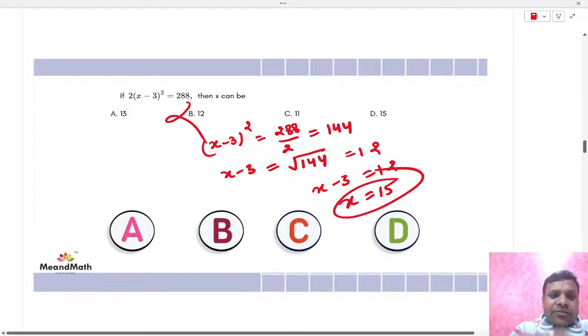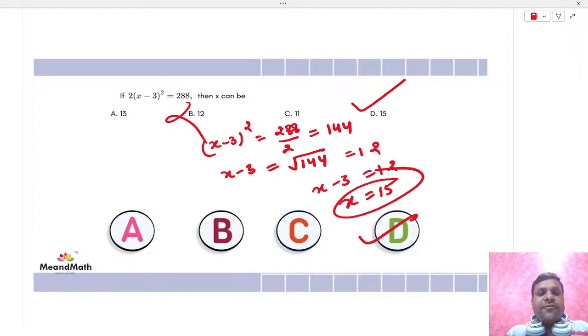So 12 is the wrong answer. 12 is x minus 3. So the correct answer is D, 15. 15 is the correct answer. So in this question, the answer is 15.